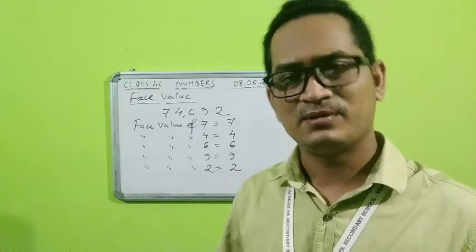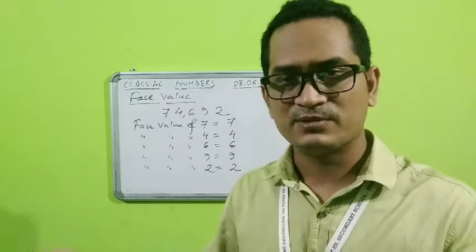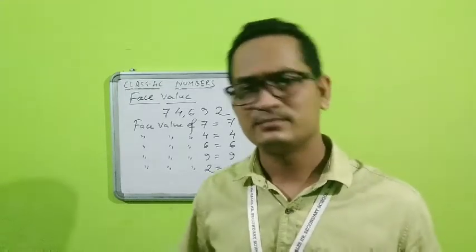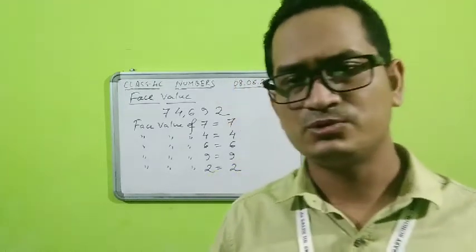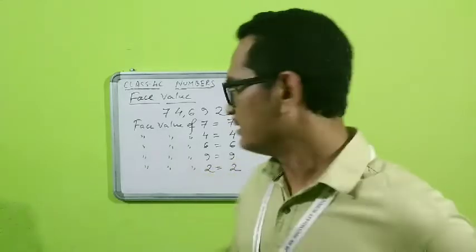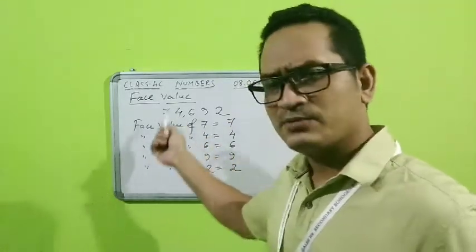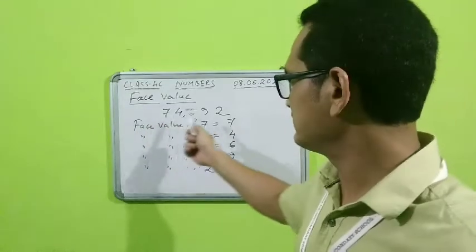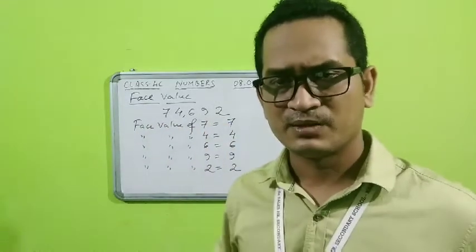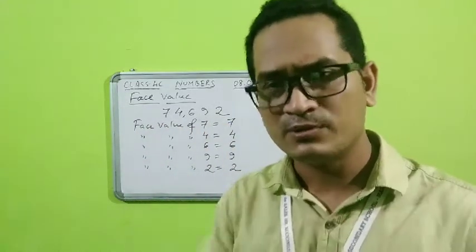What will be the face value of 4? 4. What is the face value of 9? 9. What is the face value of 2? 2. Wherever it is sitting. 4 is sitting in the thousands place, 4 is sitting in the 10,000s place, 4 is sitting in the 100 place, let it be. But the face value of 4 will be 4 only.